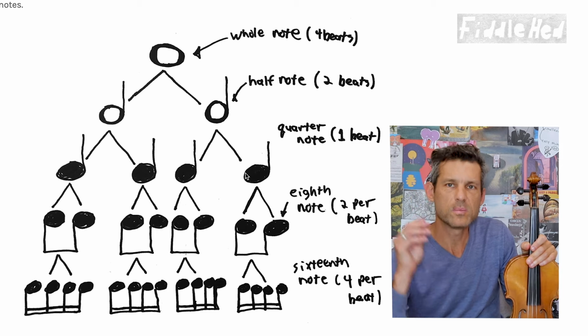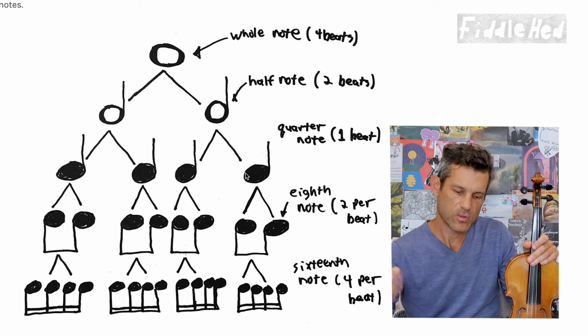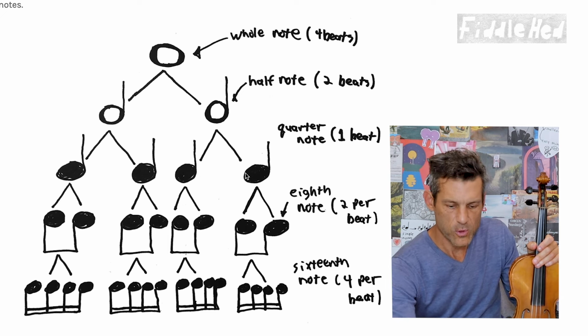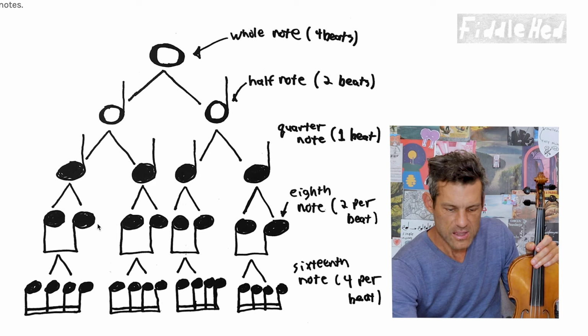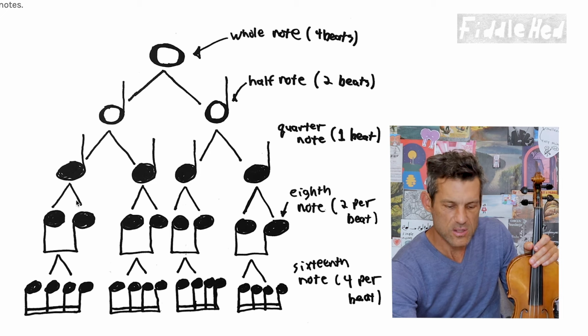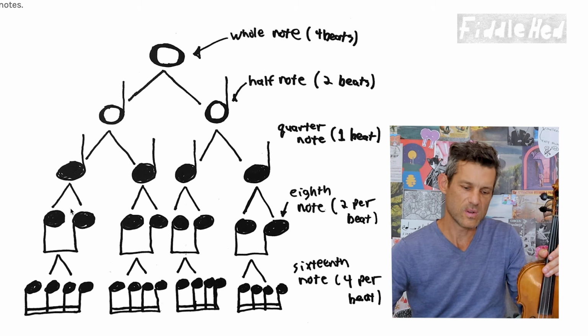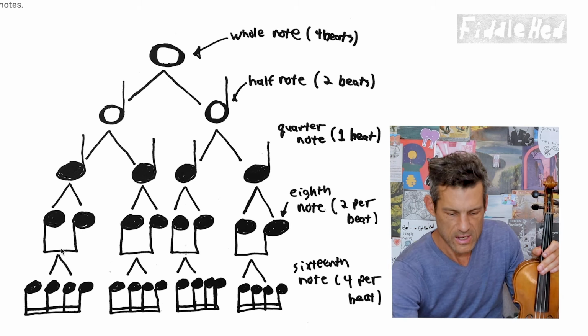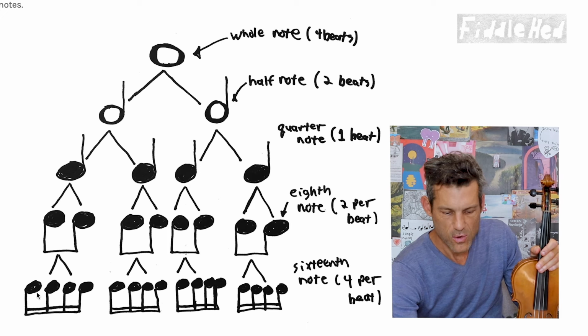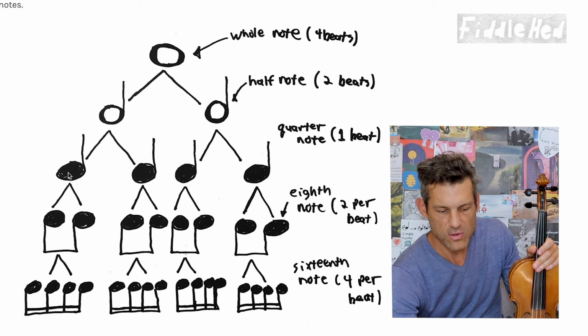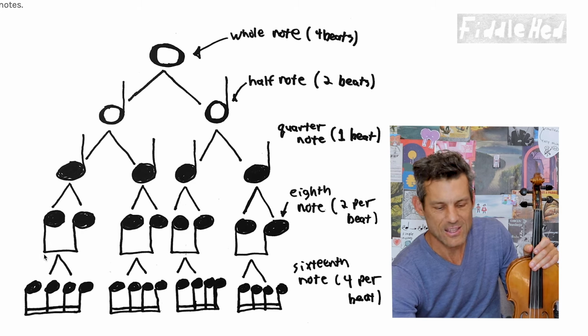Each one of these gets one beat: 1, 2, 3, 4. There's one per beat. Eighth notes: notice that there are 2 eighth notes for each quarter, so there are 2 per beat. 1 and 2 and 3 and 4. 16th notes: there are 4 16th notes for every quarter note, or 2 16th notes for every eighth note. There are 16 per bar. All right, and so we say there are 4 16th notes per beat.